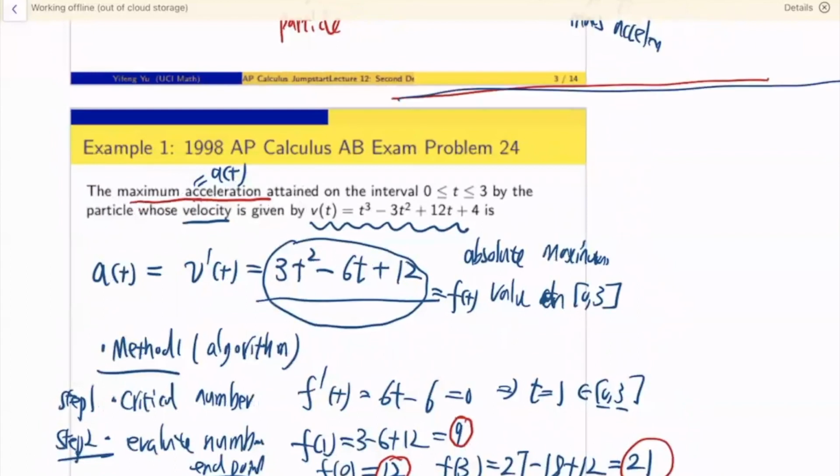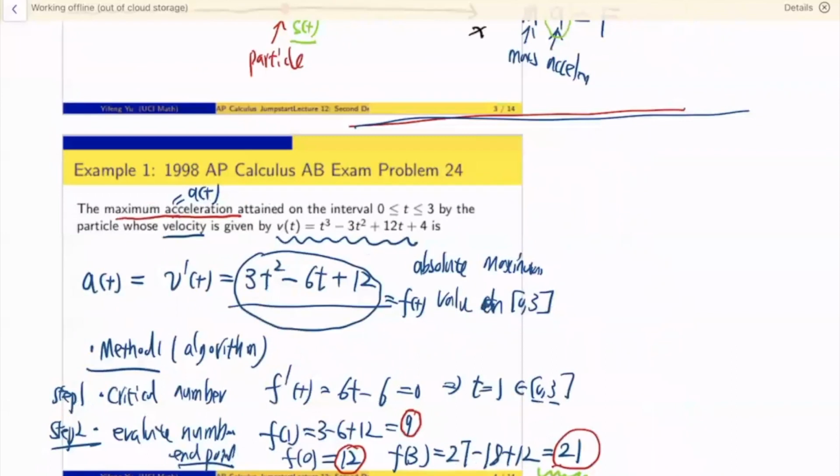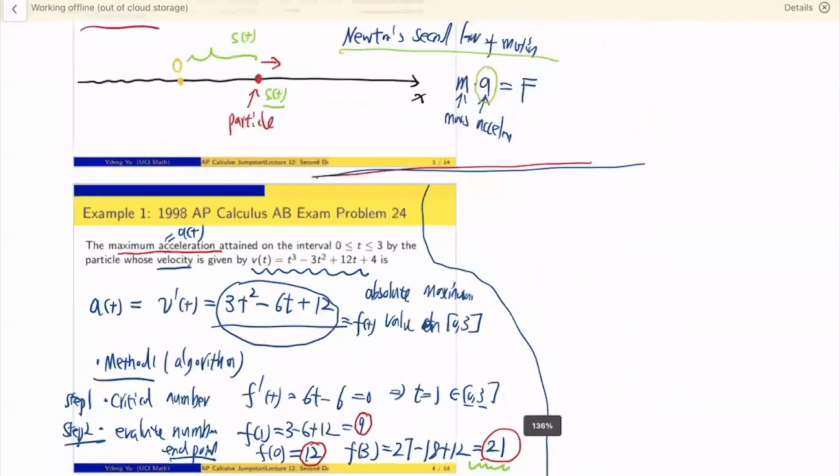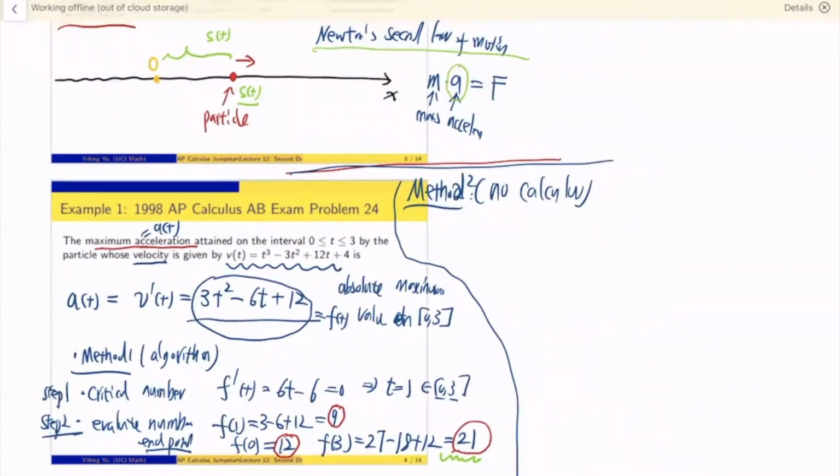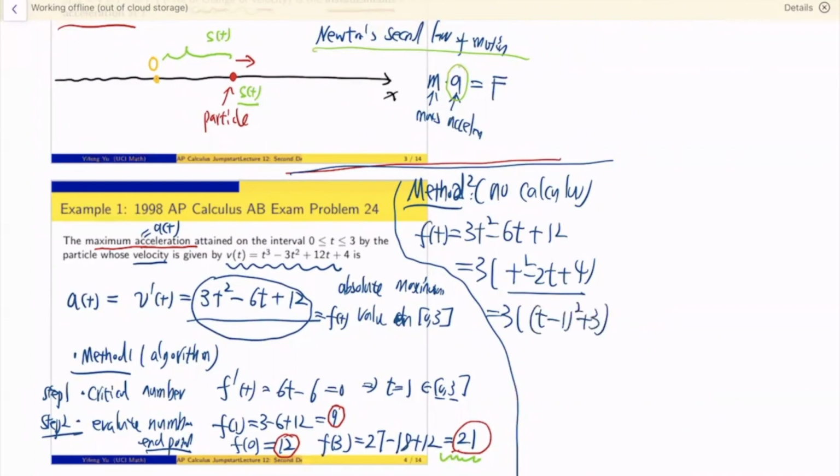Or we can also use, because this is a quadratic function, method two: no calculus. If it's a quadratic function, you don't really have to use calculus. So f(t) equals 3t squared minus 6t plus 12. I can pull the 3 out: t squared minus 2t plus 4. How do we find the maximum value of a quadratic function? Let's complete the square, so this is plus 3.